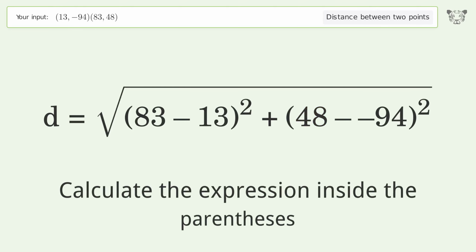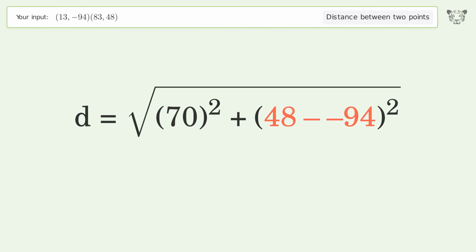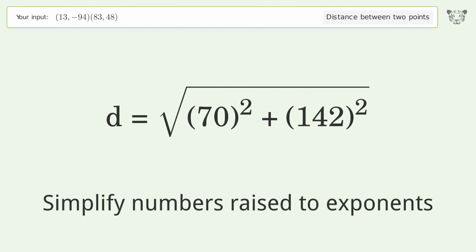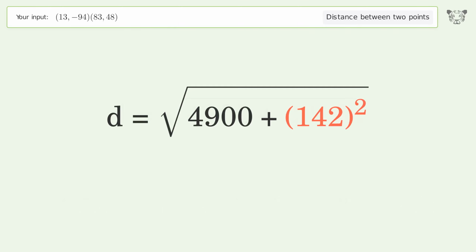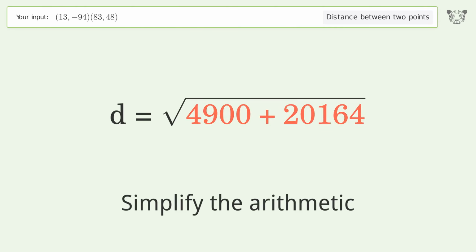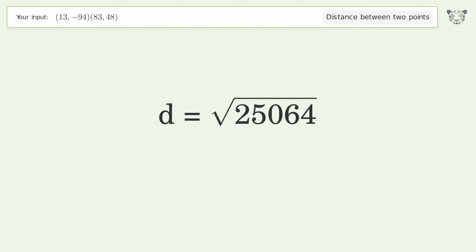Calculate the expression inside the parentheses. Simplify numbers raised to exponents. Simplify the arithmetic. And so the distance between the 2 points is the square root of 25,064 or 158.316.